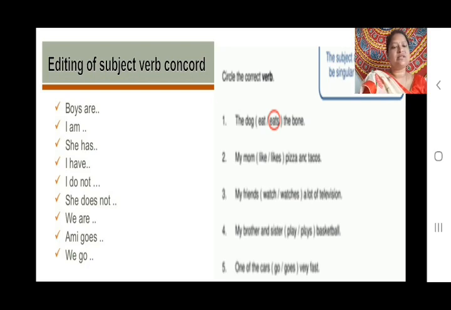My brother and sister. They refer to two people. So here, play or plays, which one will be the correct one? Play. Very good, because the verb is also plural. One of the cars. Here cars is written in plural, but one of refers to the one only. So the subject is singular, so the verb will also be singular. Here it will be goes.